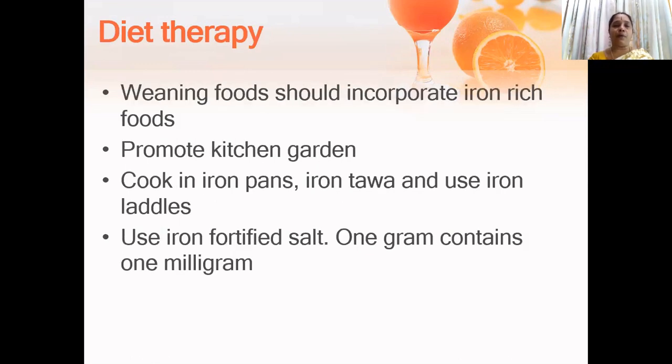Weaning food should be incorporated to the children, and the weaning food should contain iron-rich foods like the green leafy vegetables. Promote the growth of kitchen garden. Cook in iron pans wherever possible or iron tawa, and use iron ladles because this can incorporate little bit of iron into our food. Use iron fortified salt. 1 gram of salt contains 1 milligram of iron.